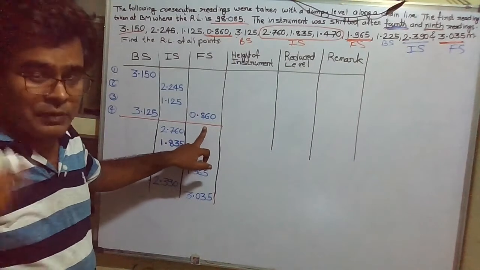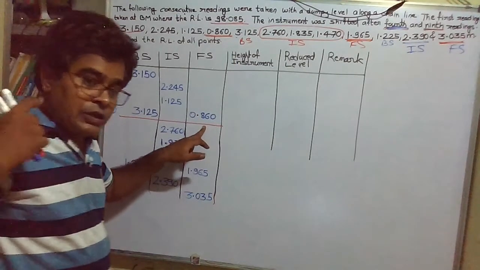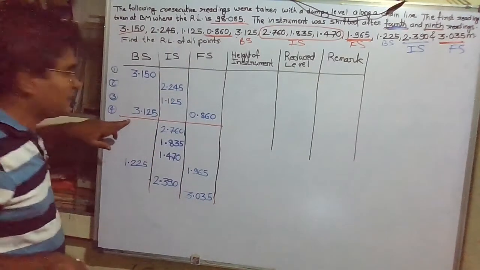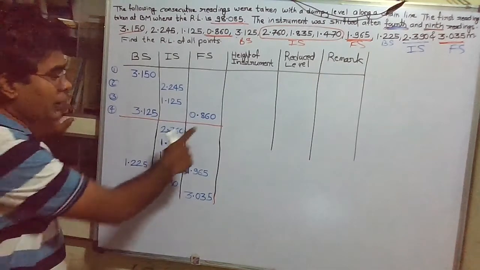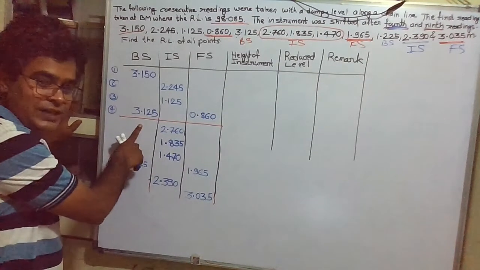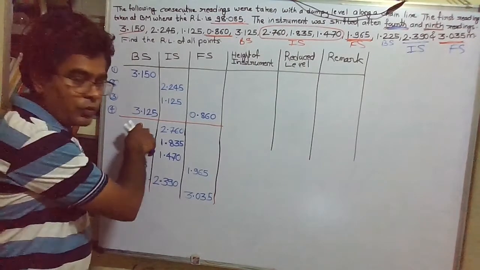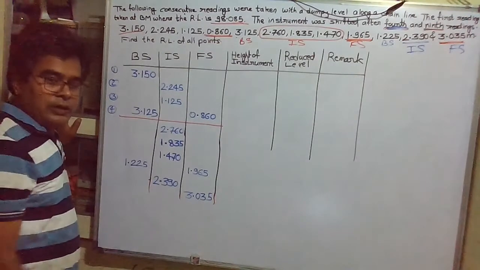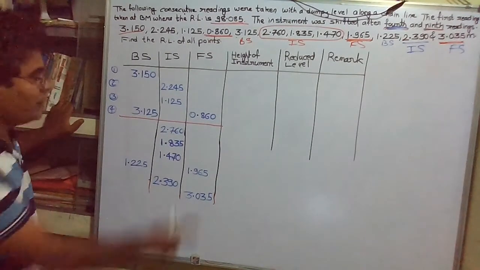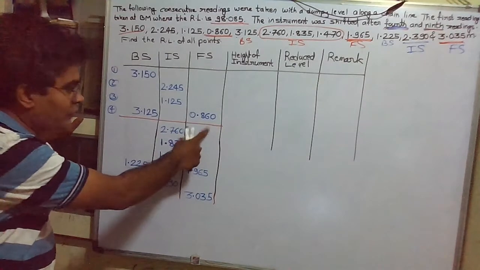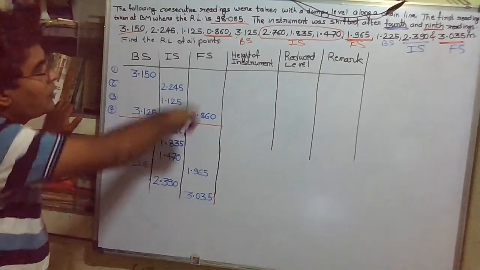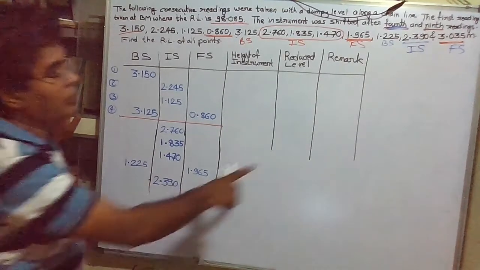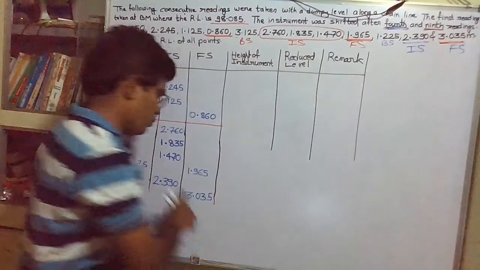And always keep in mind, after shifting the instrument, that is the foresight, and the next reading will always come in the same row. Never forget to write it in the same row. This is a common mistake, that you forget and write it in the row below, and there will be a mistake. So always keep in mind, wherever there is a foresight, in the same row the backside will come. Again we have written the intermediate side, again foresight, and after foresight the first reading is the backside again, and the last reading will always come in the foresight column.